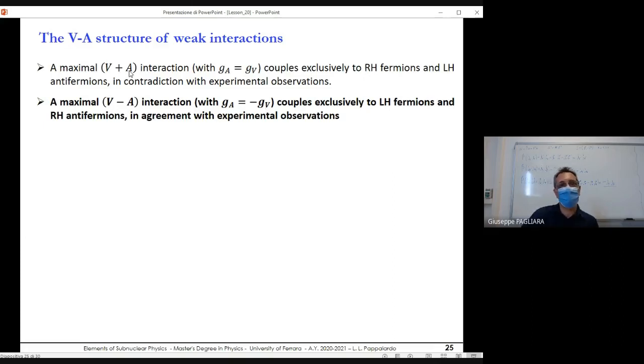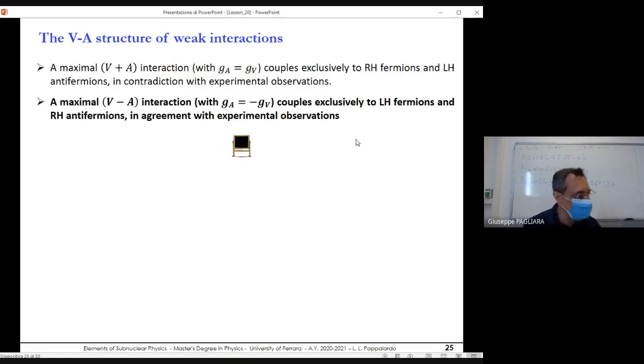For V plus A, one can show, though we will not show this, that if the weak charged current were V plus A, then it could couple only with right-handed fermions and left-handed antifermions, which is in total contradiction with experimental observation. However, if one considers the V minus A combination, so GA equal to minus GV, then the charged current couples exclusively to left-handed fermions and right-handed antifermions, which is in perfect agreement with the observation. So we found our way to combine the vector and the axial vector to make the charged current properly and account for parity violation.